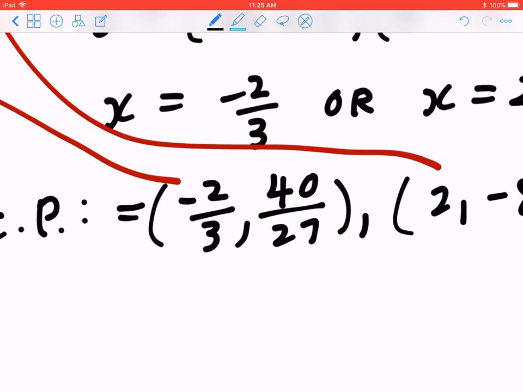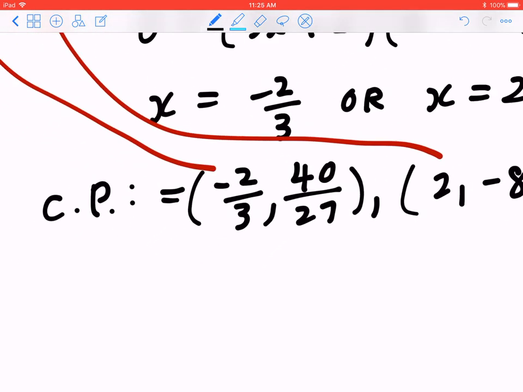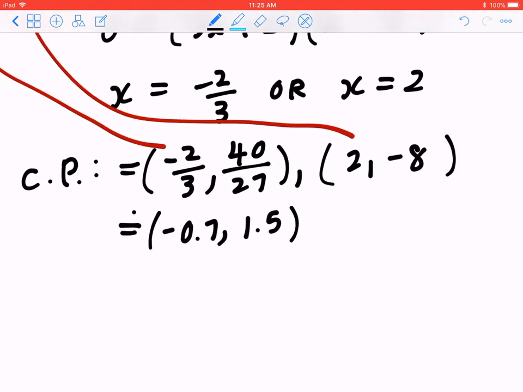Now, one thing you notice is when you graph this, right? Not that we have to graph it, but you want to at least have that mindset. It's very difficult to graph negative 2 over 3 or 40 over 27. So what you can do is write down the approximation for the first critical point. Negative 2 over 3 is approximately negative 0.7, and 40 over 27 is approximately 1.5. And we'll finally confirm this at the end when I graph it with you.